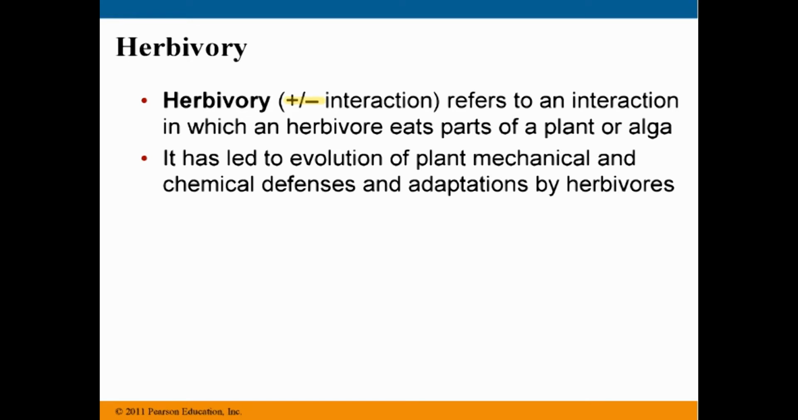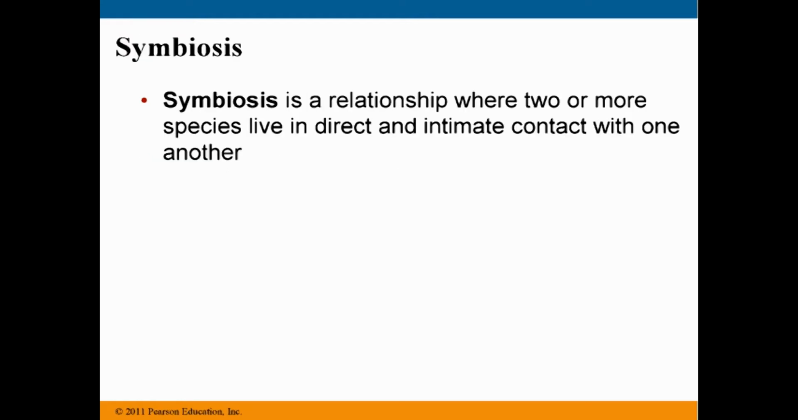Herbivory is a positive-negative interaction. So this is when you have an herbivore, or an animal that is going to eat parts of a plant or even parts of algae. So herbivory is necessary for certain animals that eat plants on a daily basis. Okay, so it has led to, however, evolution of plant mechanical and chemical defenses and also adaptations by the herbivores to get around these defenses.